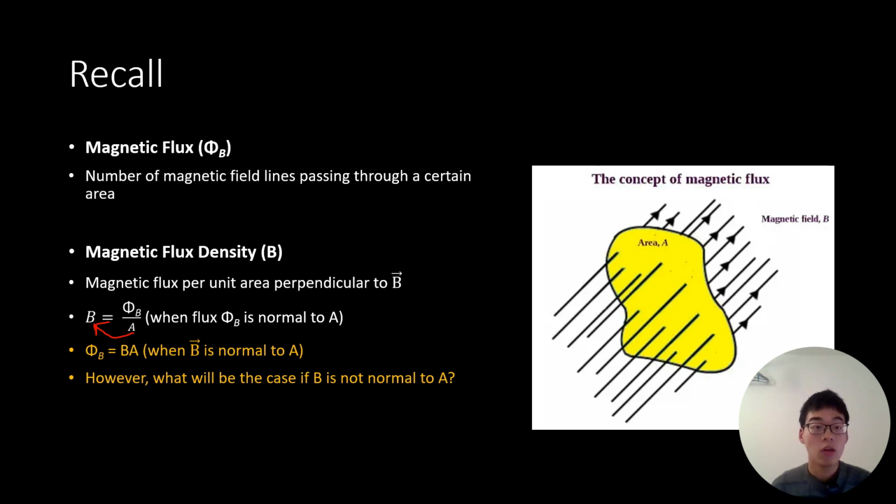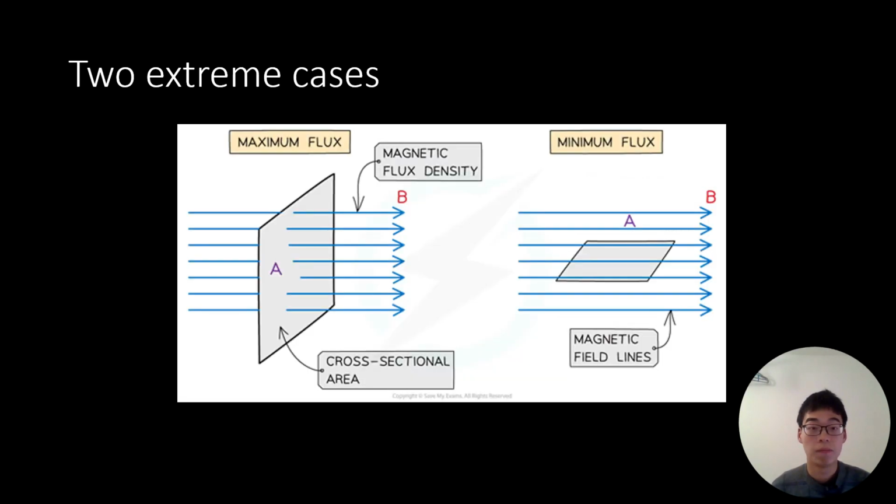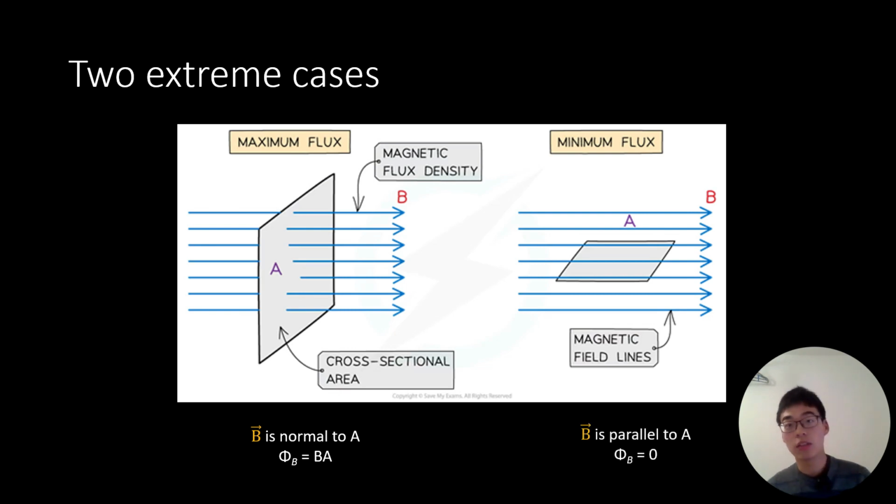A. But what will be the case if B is not normal to A? Say B is somewhere random. Let's consider two extreme cases first. In the first case, the magnetic flux density is perpendicular to A. And in this case, we know we have BA. And in the second case, the area is parallel to the magnetic flux density. And in this case, we have phi B is equal to 0 because literally no magnetic field lines are passing through the area. So we have a 0.